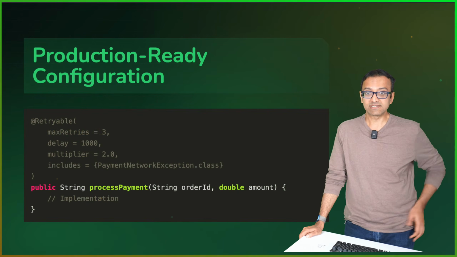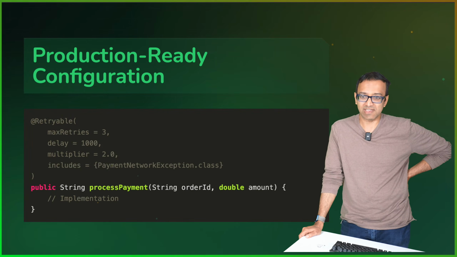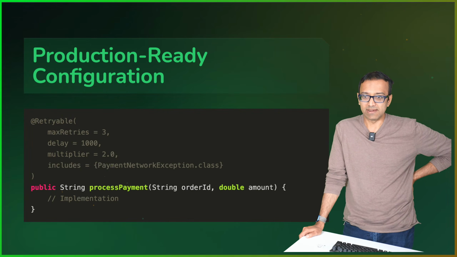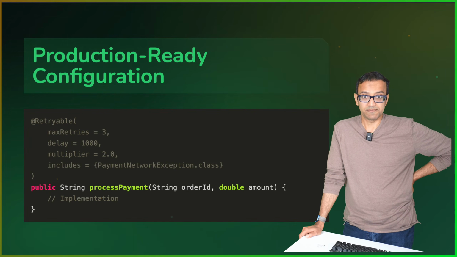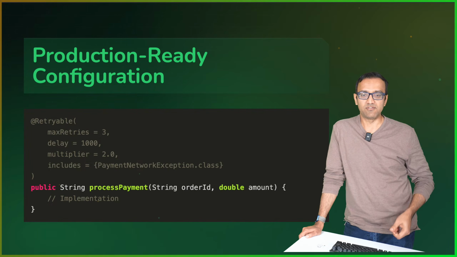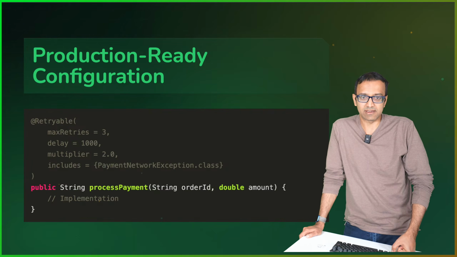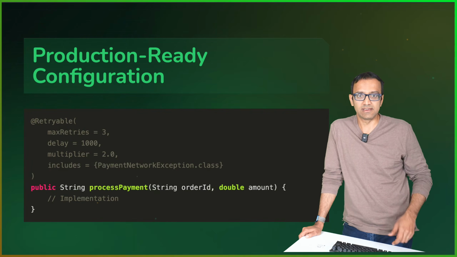All right. So here is, I would say, a production-ready configuration. You can of course tweak this depending on what you need. But basically, what I have is a max retries of 3. I have a delay of 1 second, so I wanted to wait for 1 second. For network retries, 1 second is usually good, but for other situations like database latency, you might want to tweak it based on how much you need.